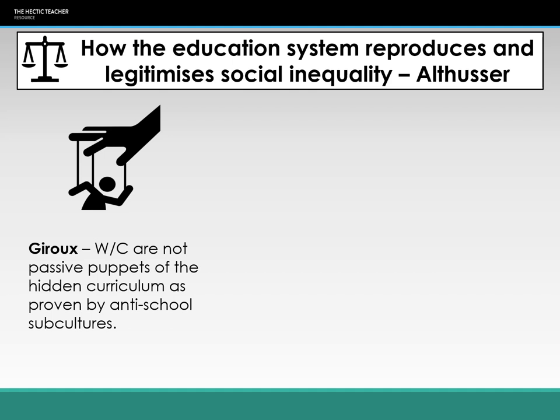And Guru suggests that the fact that we have anti-school subcultures within the education system, so these are groups of students who reject education and these ways of achieving status and success within schools, show that we are not passive puppets, that students and people are not passive puppets to this idea of hidden curriculum and false class consciousness. And in fact, we do have a choice. And the anti-school subcultures prove that we have a choice, that we can be told these messages and still turn around and go, yeah, no, not doing that. Okay.